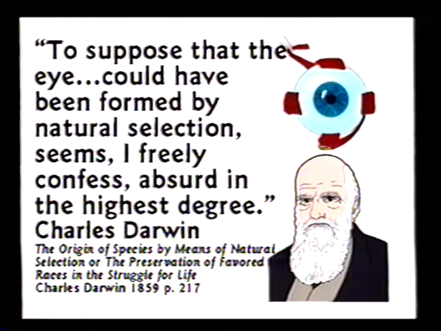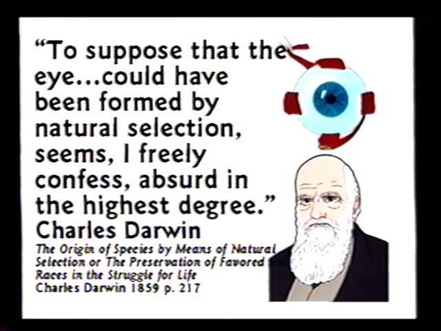In this book, right here, Charlie Darwin said, on page 217, to suppose that the eye, the human eyeball, could have been formed by natural selection seems, I freely confess, absurd. Did you know eyeballs are real complicated? But then Charlie goes on for the next 2 pages and says, but it must have done it because, after all, they're here. It must have evolved because we have them. I mean, that's his kind of logic, okay?